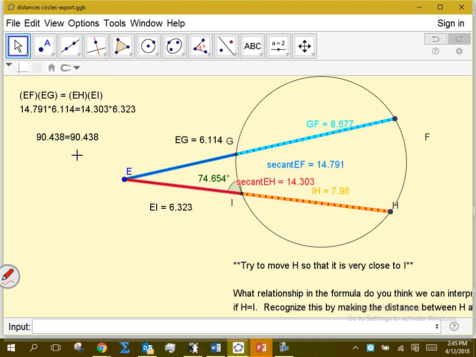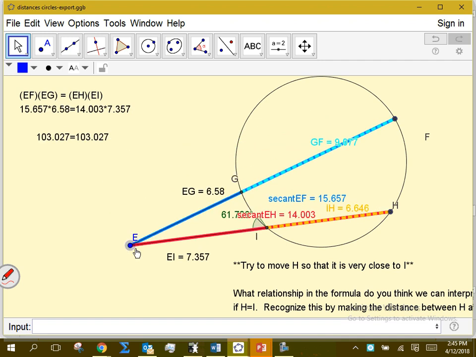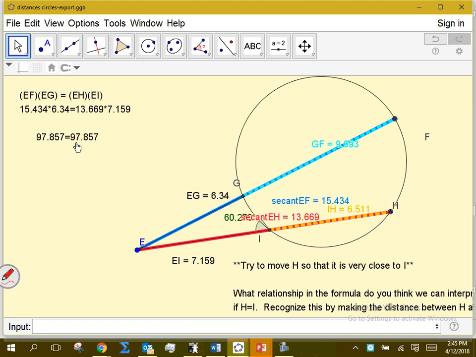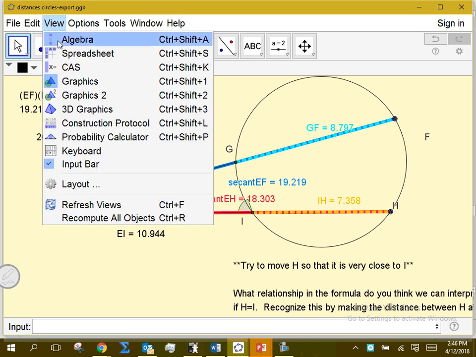So how do I get this 90.438 to change? I've got to change the overall secant length, don't I? And the overall secant length is dictated by where E is. And now you can see all the values changing. But when I stop, what's the relationship between those two numbers? Still the same, right? Okay. Now, why does this work? Let me just try to hide some labels. I think I can.